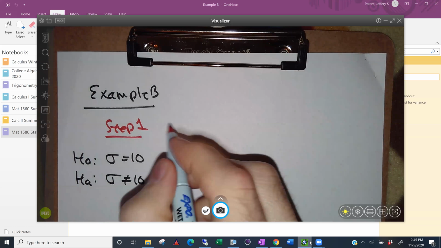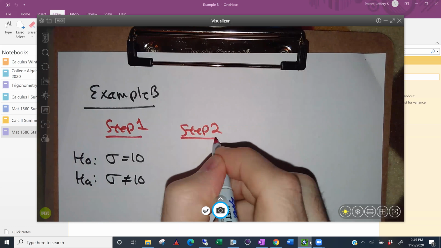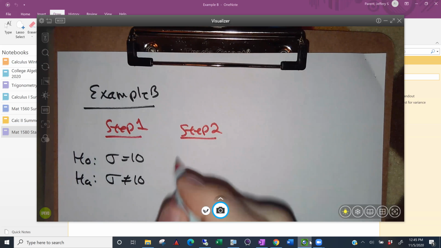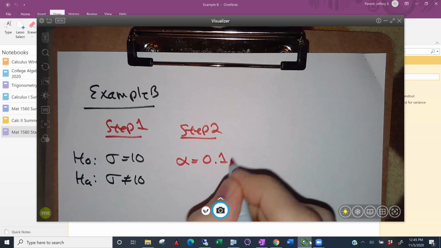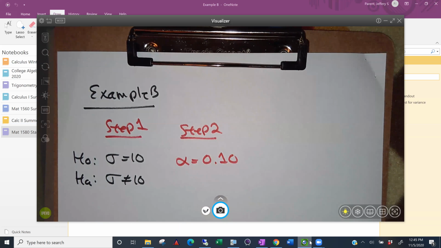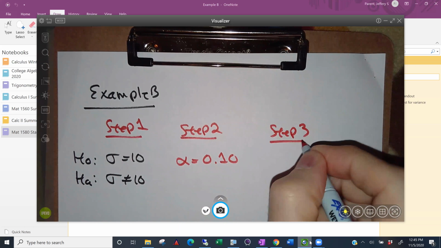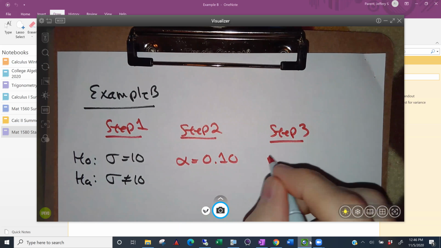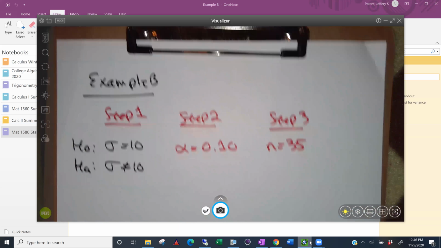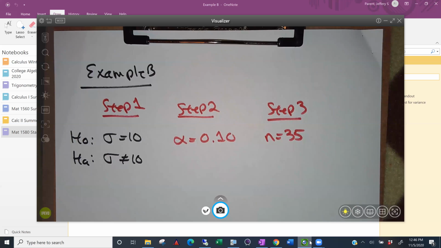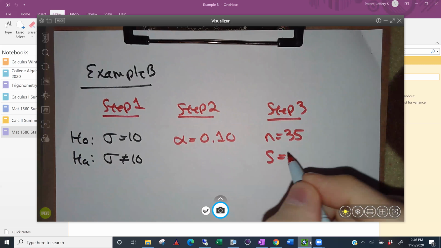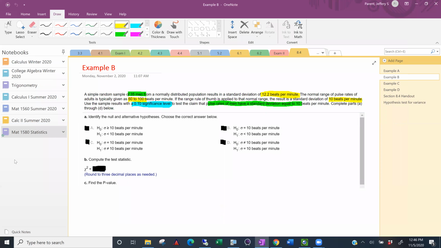So step 2 is that alpha is, again, a big 0.10. That's pretty big. Now, somebody helped us out for step 3. Notice that there was 35 men, so that's good to know. We definitely want to know that. We also need to know the sample standard deviation. So let's look back here and see if we can't figure that out. What value should we be using for the sample standard deviation?